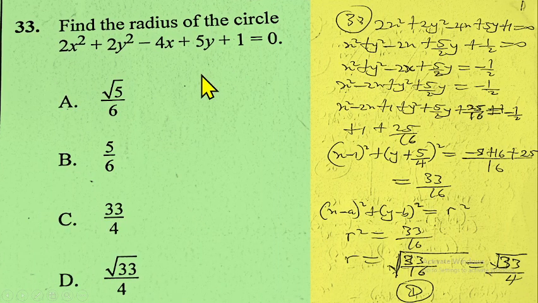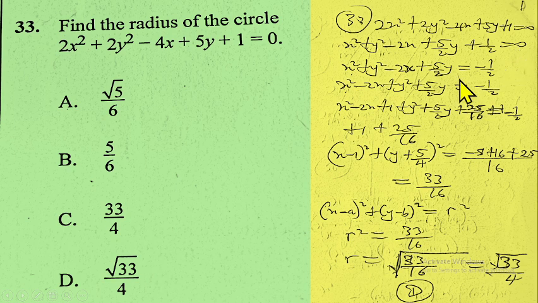Question number 33 is from the equation of circle. You have to find the radius of the circle: 2x squared plus 2y squared minus 4x plus 5y plus 1 equals 0. We want to find the radius of this circle. It's quite simple. The first thing we can do is make the coefficients of x squared and y squared 1 by dividing through by 2. So you'll have x squared plus y squared, then minus 2x, then plus 5 over 2 y plus 1 over 2 is equal to 0.